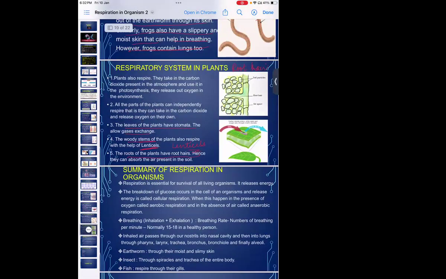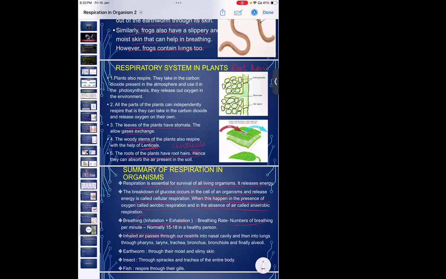And last one, summary of the chapter. Respiration is essential for survival. It releases energy through the breakdown of glucose, which is called cellular respiration. When this happens in the presence of oxygen, it is called aerobic. When it happens in the absence of oxygen, it is called anaerobic. Breathing means inhalation and exhalation. The number of breaths per minute is 15 to 18 in a normal healthy person.